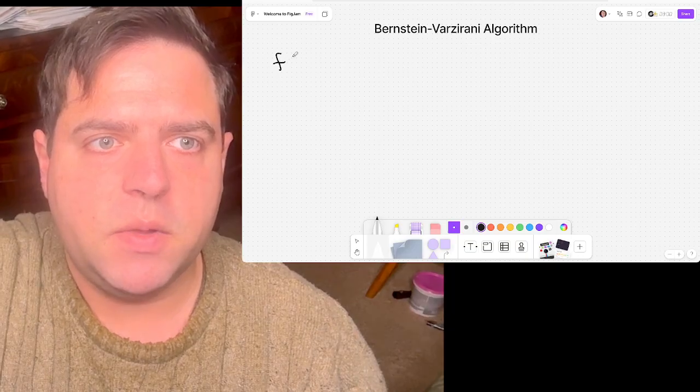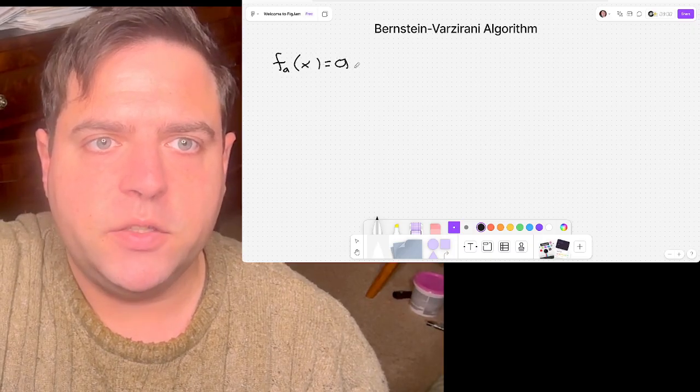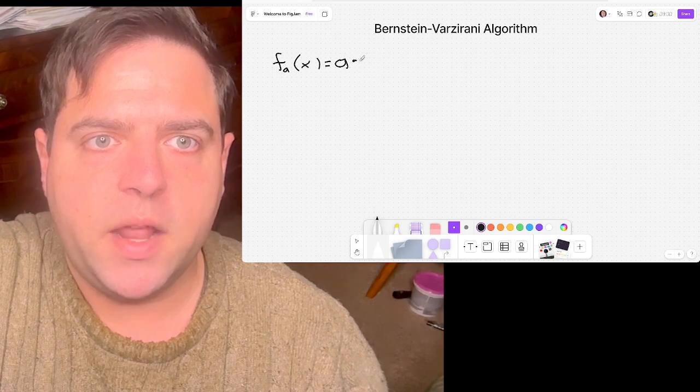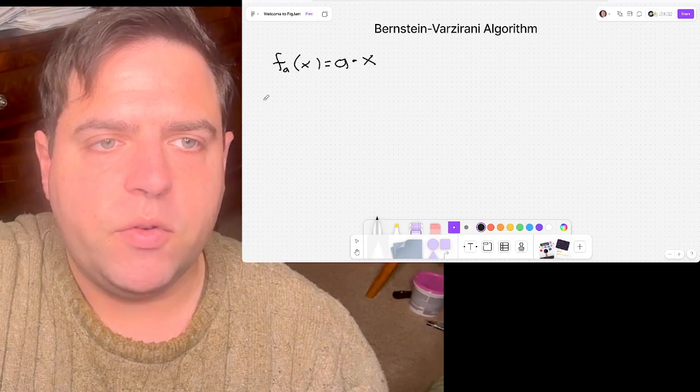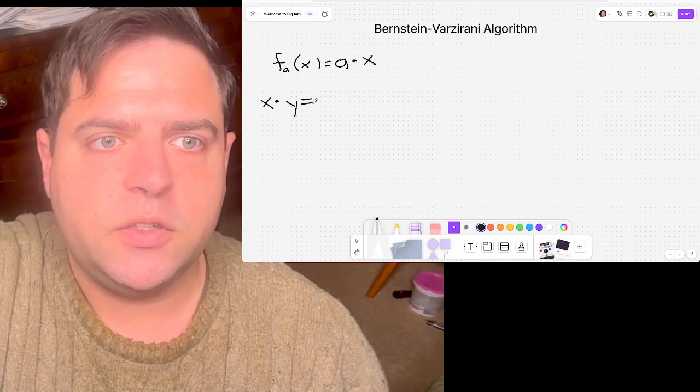So f of x is going to be a function of a, and it's going to be a function of x. And essentially, a is going to be an n-bit string. It's going to have n bits in it, n zeros and ones. And it's going to have this bitwise AND operation on the x here. And if you recall, the bitwise AND is an operation that is defined this way.